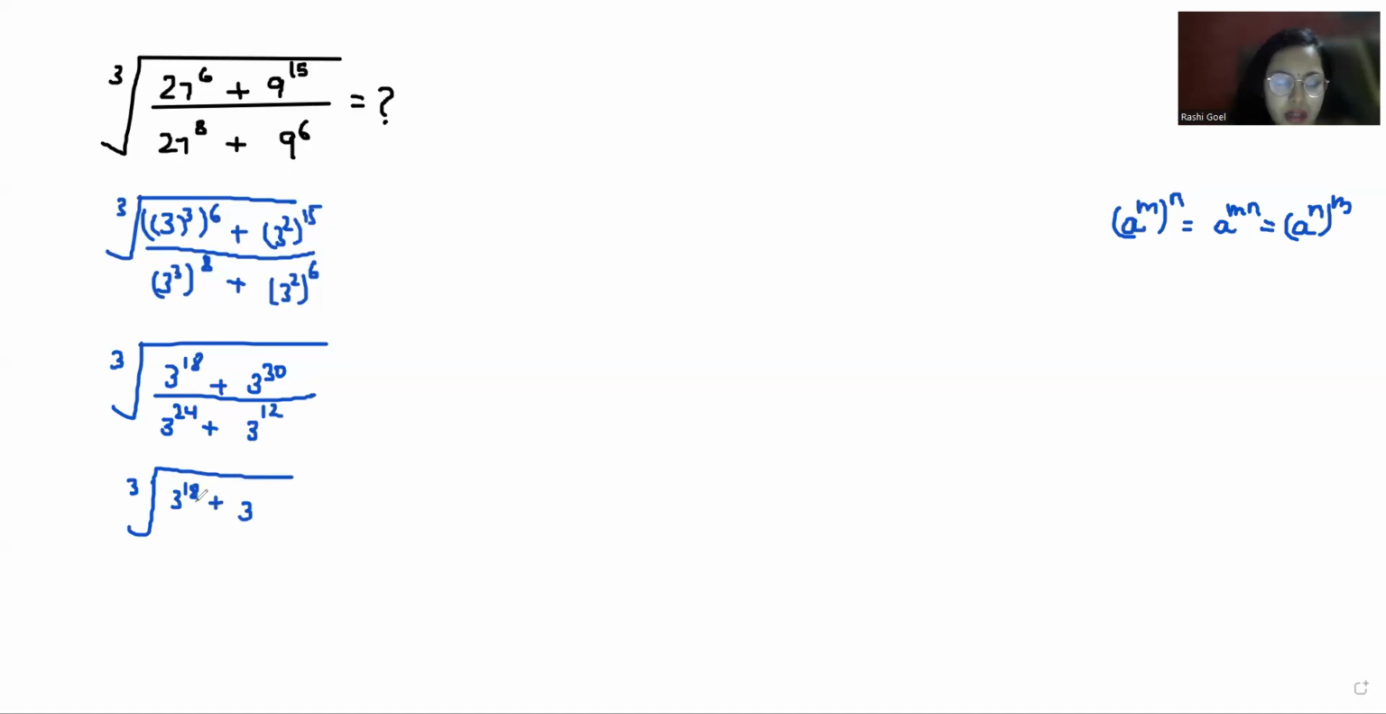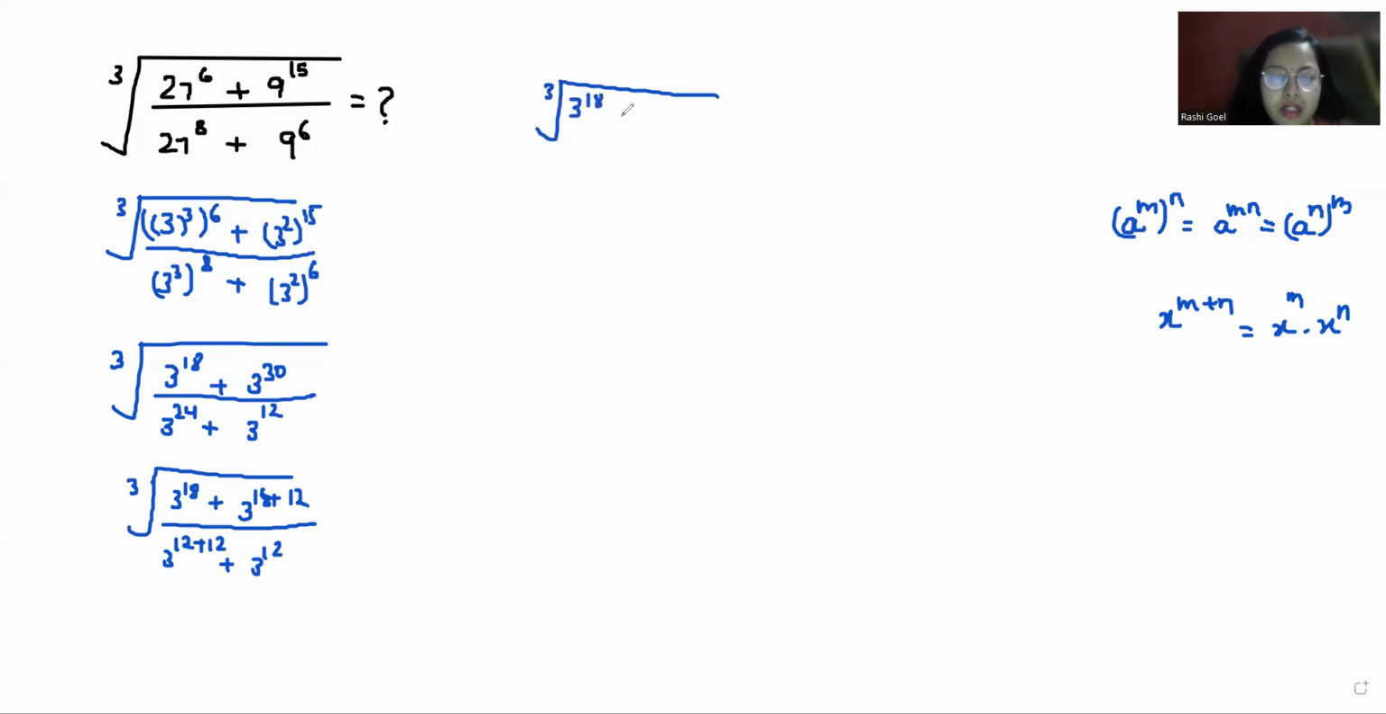We can write in terms of the smallest power, 18 here, so it becomes 18 plus 12, and 3 power 24 in terms of 12, 3 power 12 plus 12. According to the exponent rule, x power m plus n, we can write it as x power m times x power n. So cube root of 3 power 18 plus 3 power 18 times 3 power 12, by 3 power 12 times 3 power 12 plus 3 power 12.